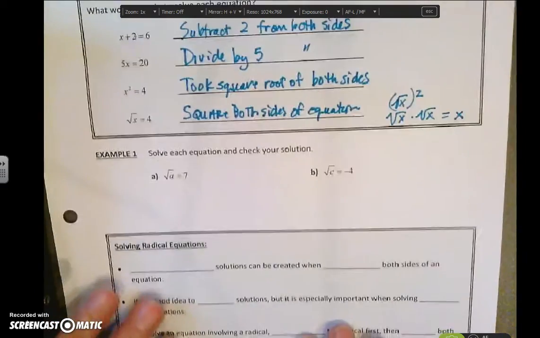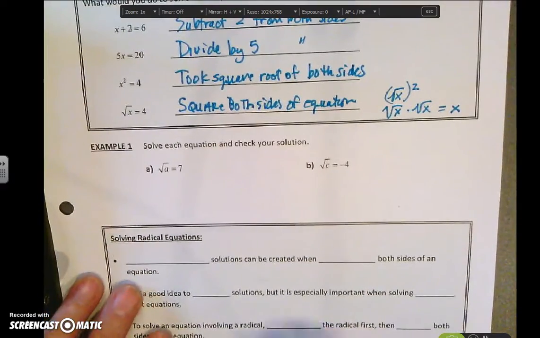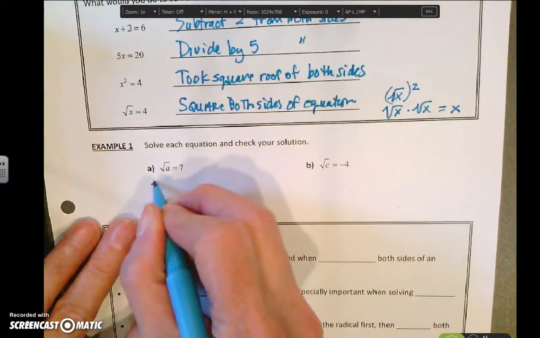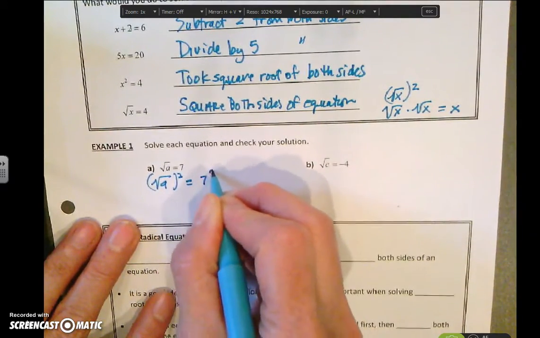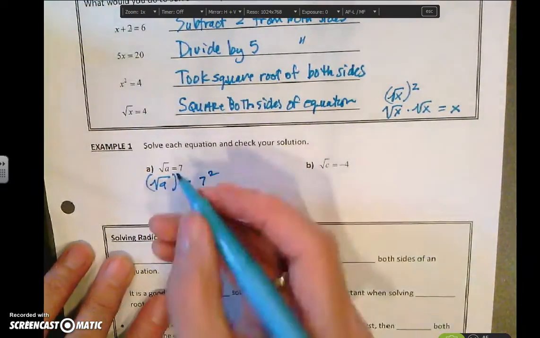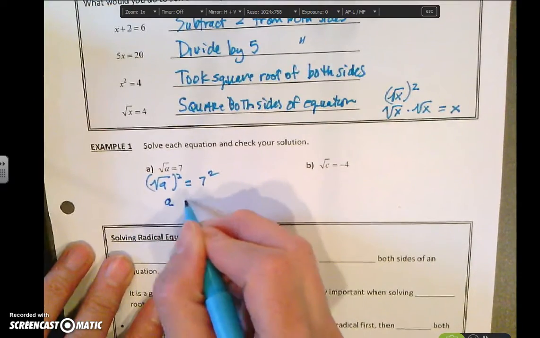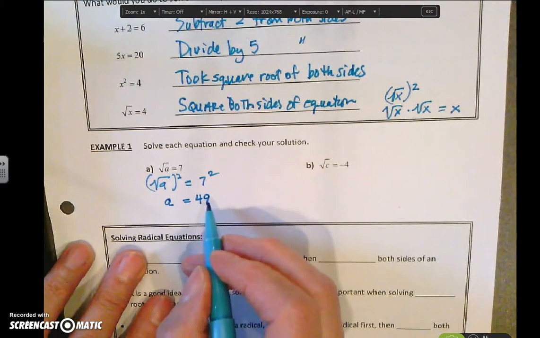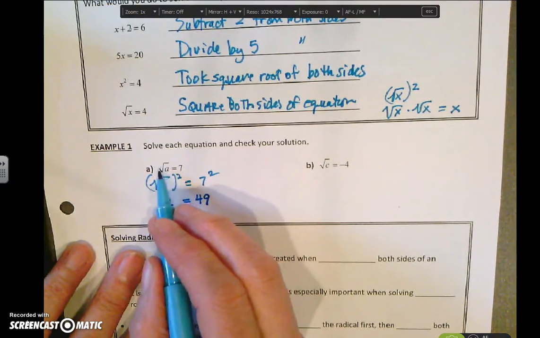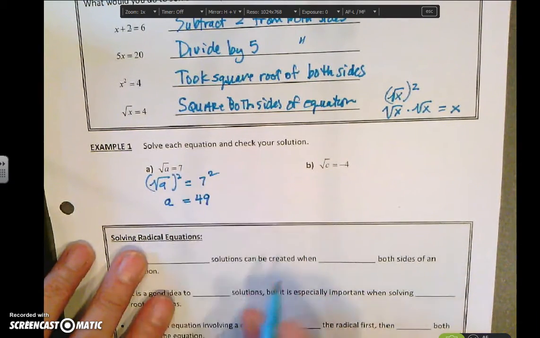All right, so let's use this to solve these examples. To solve, I am going to square both sides, the left as well as the right. When I square the square root of a, I get a, and then I get 49. So we can check it by putting 49 back in here, and the square root of 49 is 7.